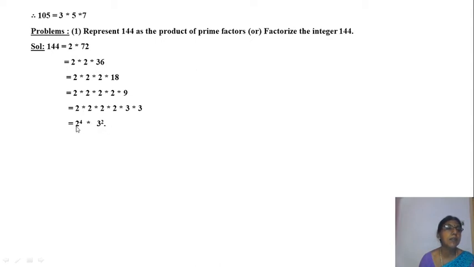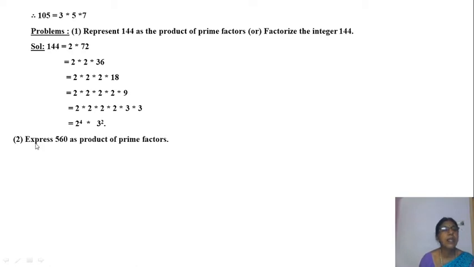Here it is in the form of n is equal to p1 power a1 into p2 power a2, that is 2 power 4 into 3 power 2. These 2 and 3 are prime factors. Ascending order is important. 2 is less than 3. Okay. This is the unique way we express 144 as a product of prime factors. Okay? I think all of you understand.